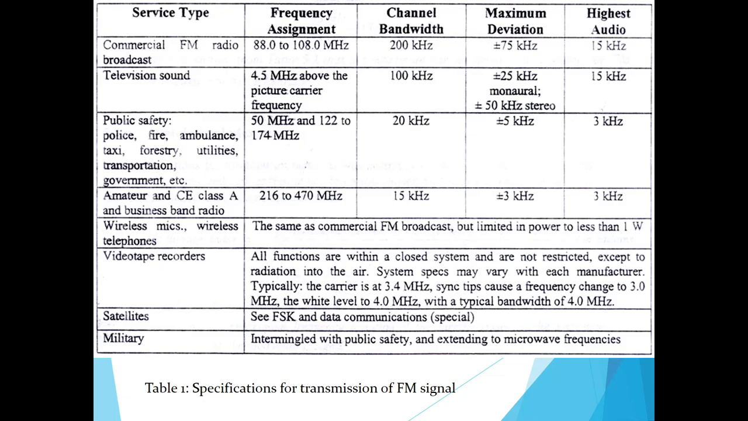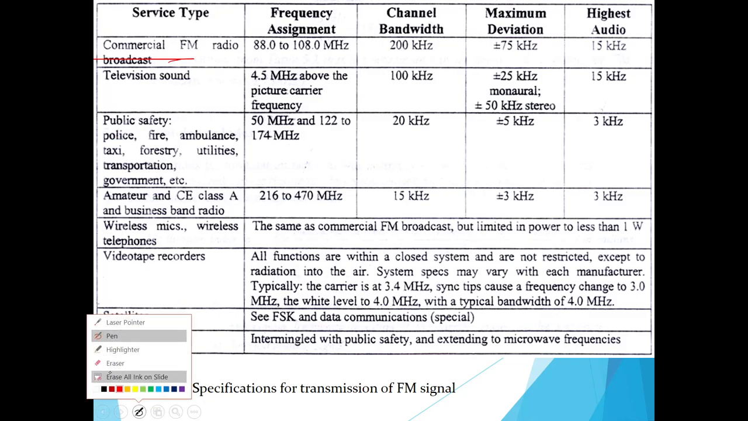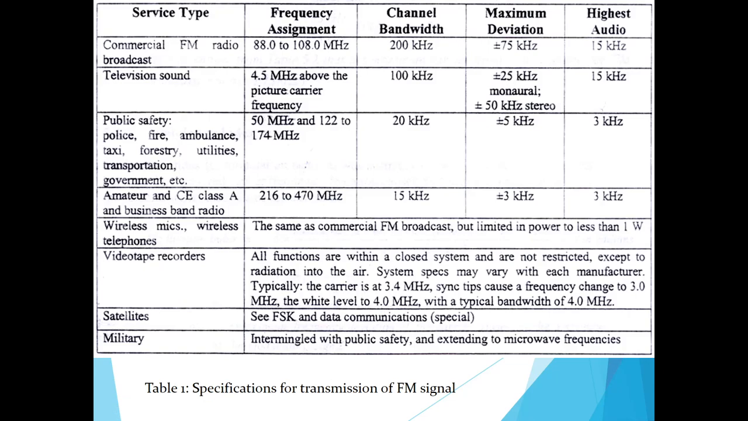If you see this table, these are the important parameters for the FM. What is important here is the first row, about the FM signal. The assigned frequency is from 88 until 108 megahertz. If you look at the radio in your car, for example, the FM frequency band is from 88 until 108. That is the frequency assigned by the government for FM radio.